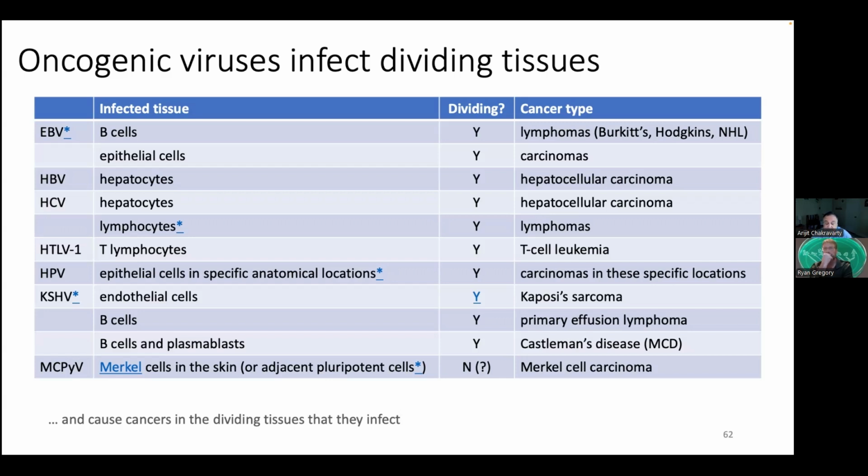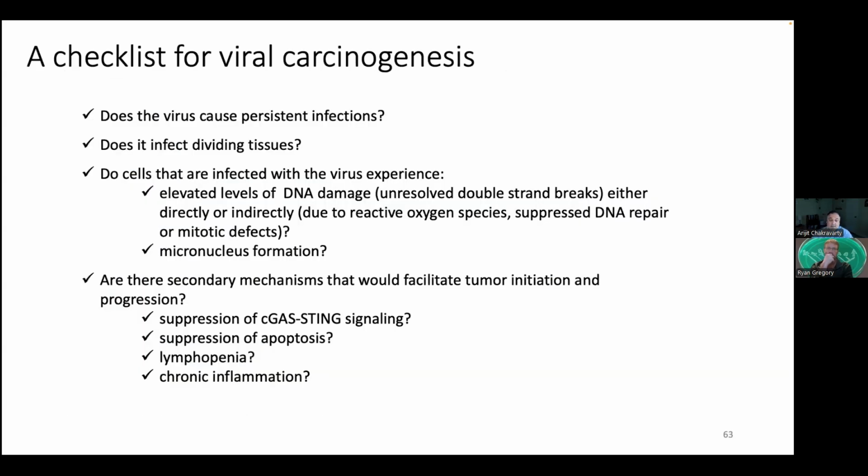But it's kind of interesting that not only are they persistent, they're persistent in dividing tissues, and then they go on to cause cancer in the tissues that they infect persistently. So, all of this ties together pretty neatly. And so this is the last slide in this section. So you can devise, if you will, a checklist for viral carcinogenesis.